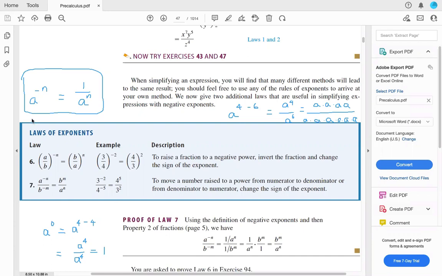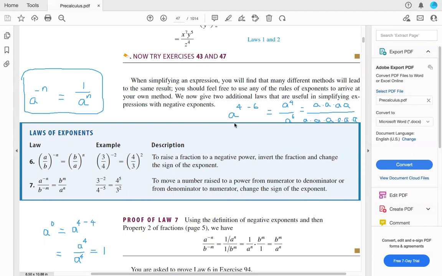So next, we will want to focus on the negative exponent. For this example, we have a raised to negative n is actually equal to 1 over a to the n. So a to the n is in the denominator. So what is the proof of this one? I will show you the proof.